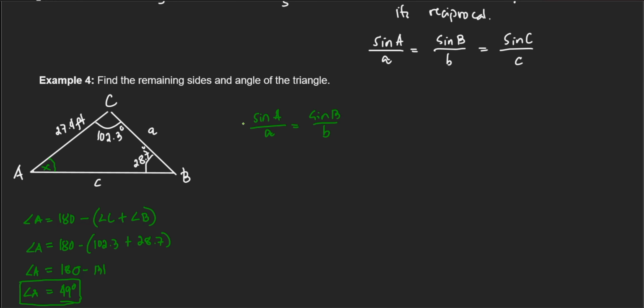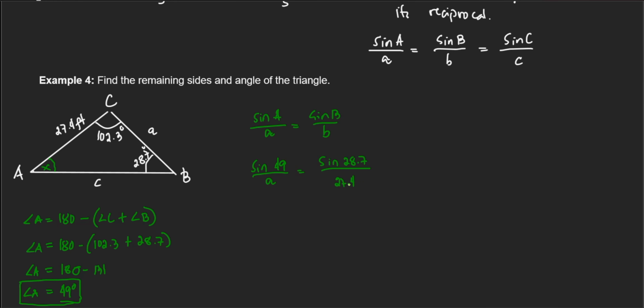I-change mo lang yung mga given. So, we have sine A, that is equivalent to 49, over small a. Since wala namang value, we just have to copy a. So, sine B, that is 28.7, over b, that is equivalent to 27.4.